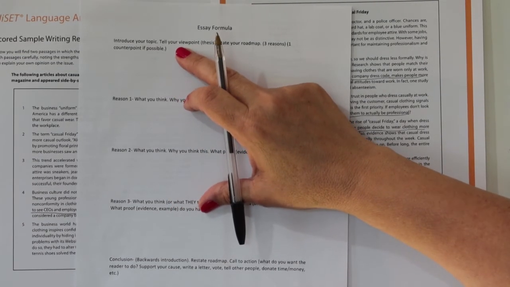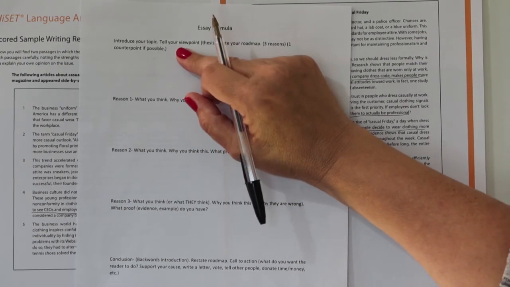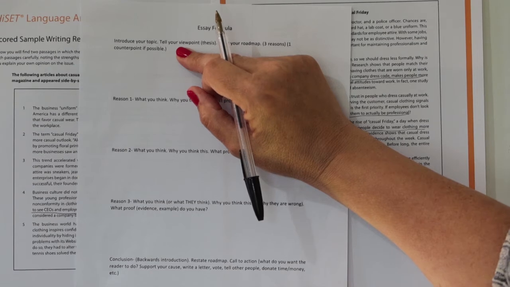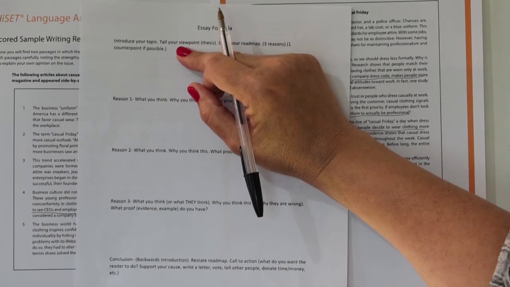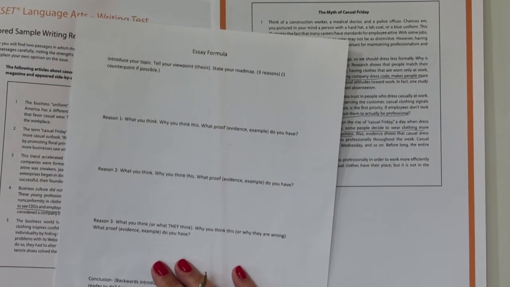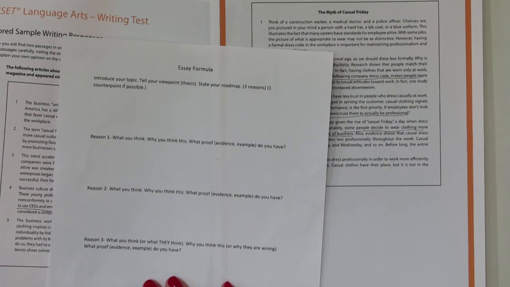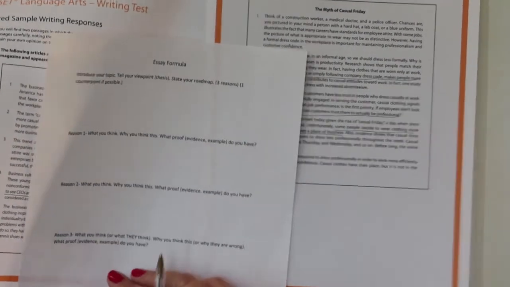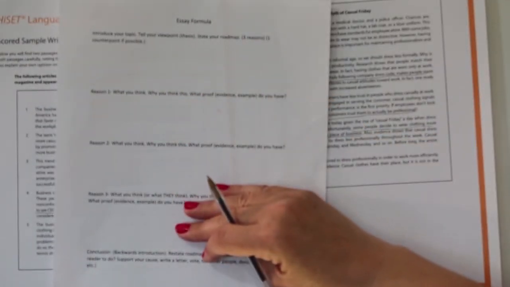The next statement is going to be to tell my viewpoint or my thesis. Like I just told you, I decided businesses should not allow casual dress days. Now, am I going to write it just like that in my final essay? Probably not. I'm probably going to try to dress it up a little bit, but for right now, I'm just trying to get the facts filled in on my formula.